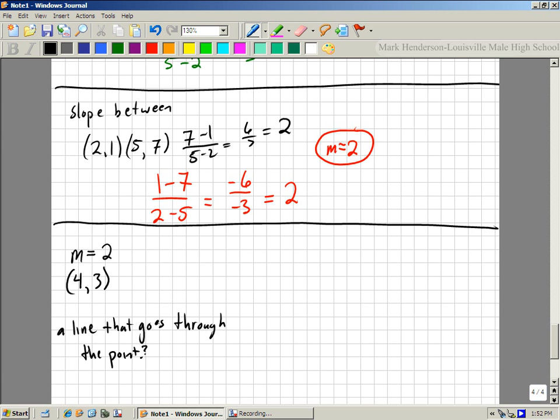Because it does. Okay, so can we use y equals mx plus b to find it? We actually can. So y equals mx plus b is a very powerful little formula. I know most of the time you all don't think of it as a formula.